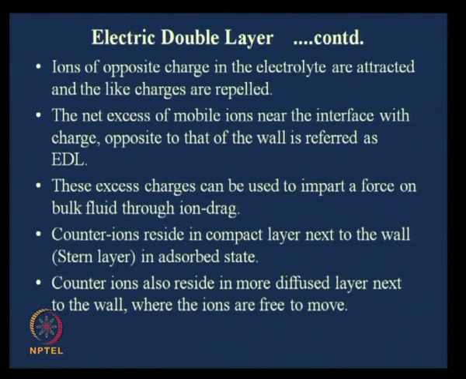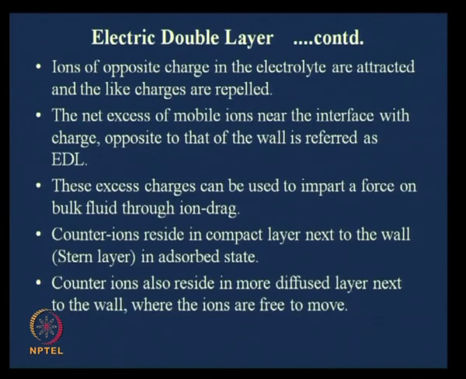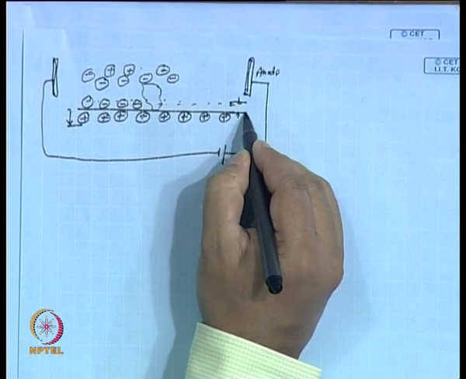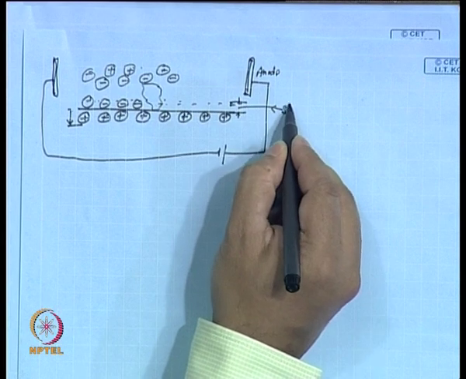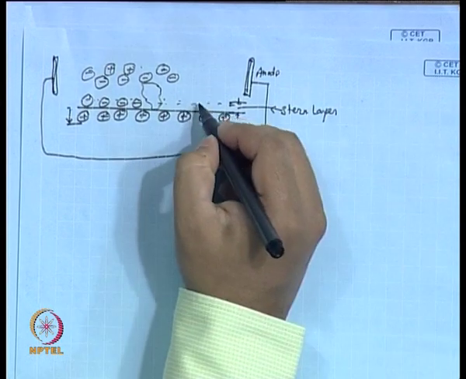On the other hand, there would be a diffuse layer of counter ions that reside in a more diffuse layer next to the wall, that is, up to a distance away from the wall. These ions are free to move. Now, we had talked about something called a Stern layer, where there is this adsorption and these are pretty much immobile ions, and there is a diffuse layer.